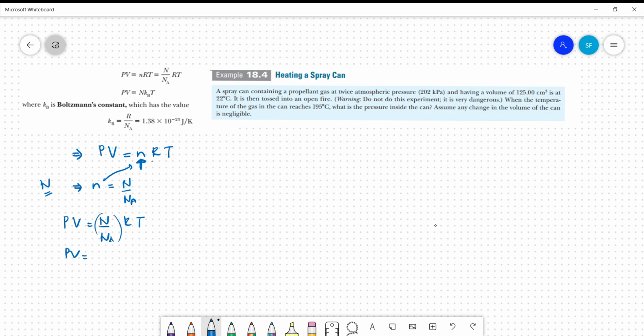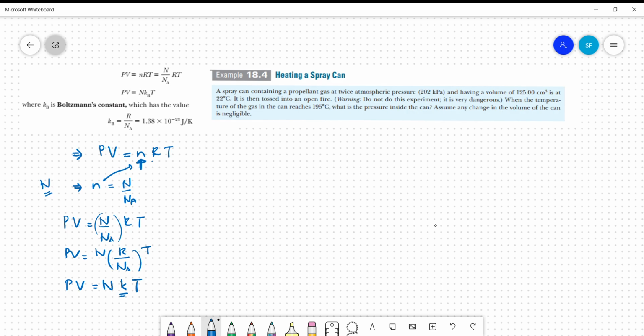Now here you have a constant, R over Na. Because we know that R is a constant, 8.314, and Na is Avogadro's number, also a constant. Jadi constant bagi constant pun kita dapat constant. So the constant here is known as k, small k, and this is known as the Boltzmann constant.